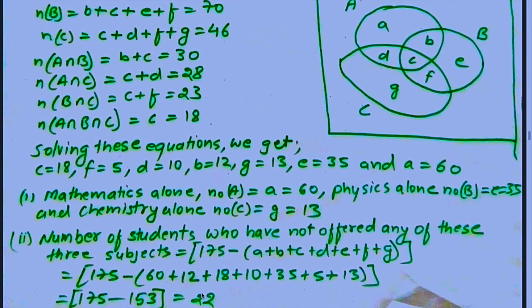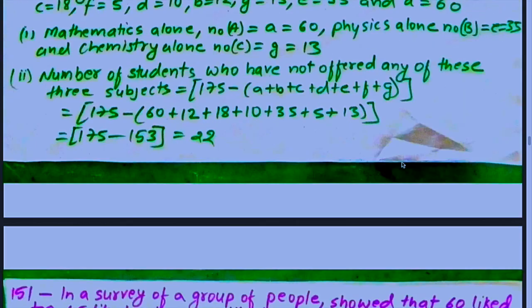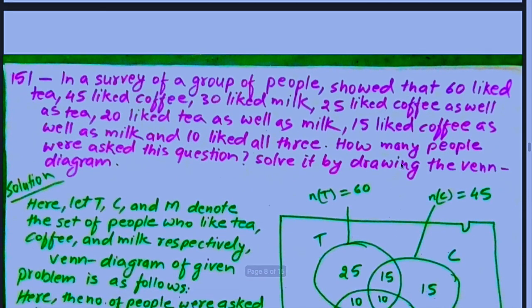So the number of people who do not like any one subject is 22. This 22 should be placed in the Venn diagram outside all three circles. In this way, we can solve this. Now, see the next question.